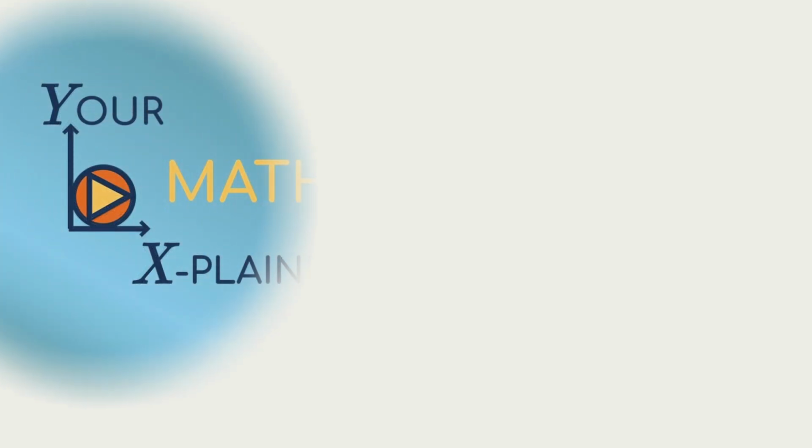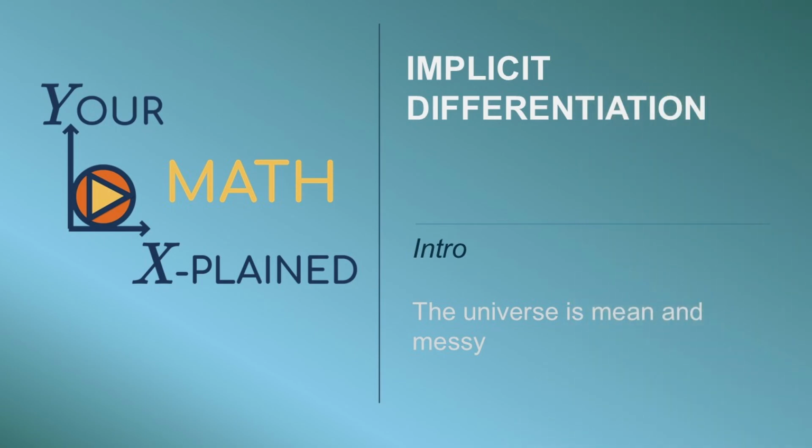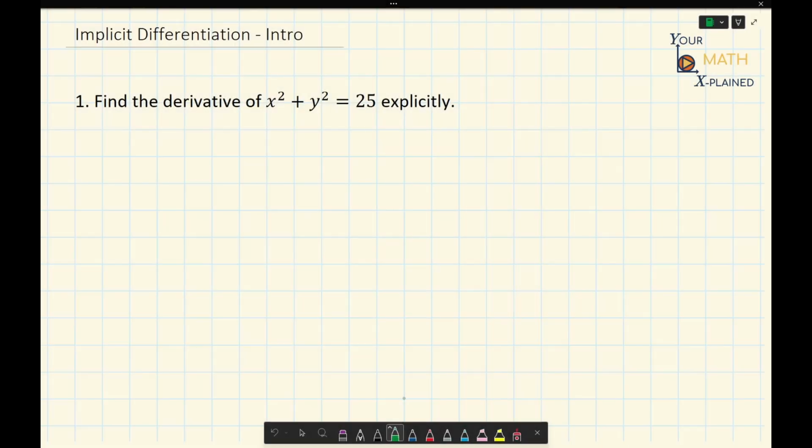My name's Angela. We have worked with derivatives for quite a while now, but every single function we have differentiated has been formatted the same way. It's always y is equal to something, or f of x is equal to something. These are what we call explicit functions because y is explicitly defined in terms of x. It's nice when y is already isolated for us, but the universe isn't always that nice. Sometimes x and y are mixed together in a messy relationship.